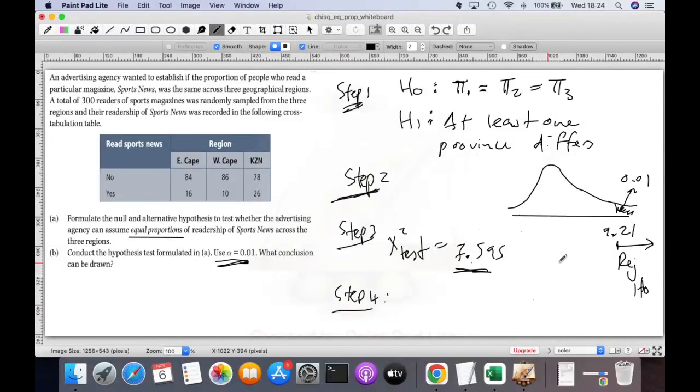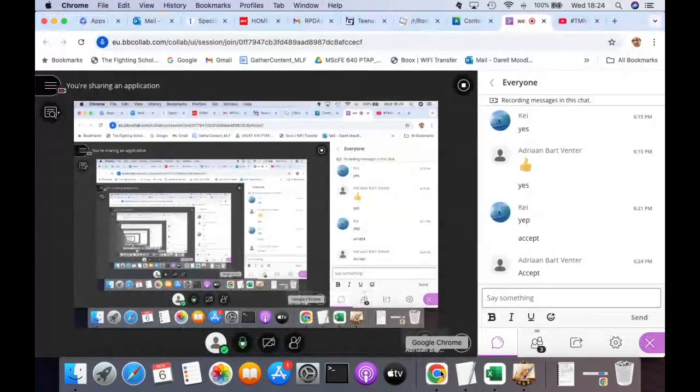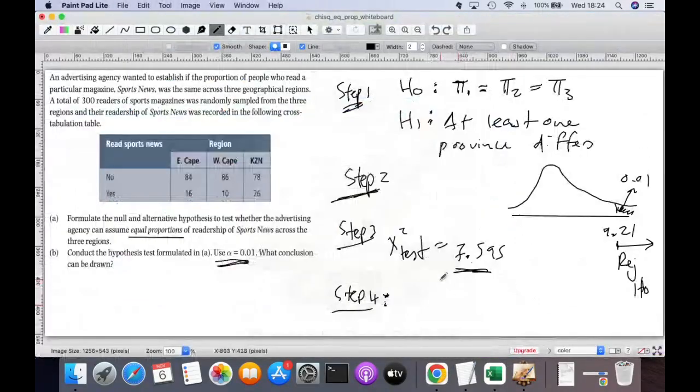So looking at what we got for our test stat, and this is our rejection region, do we accept H0 or do we reject H0? What do you think? What is your guess here based on the result from step 3? Very good. Well done. We accept H0, all right? Because it is less than 9.21. So we accept H0.